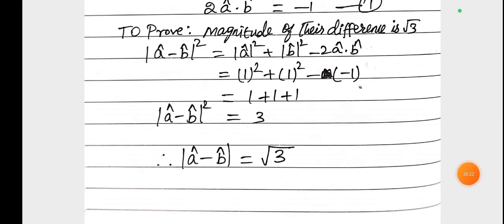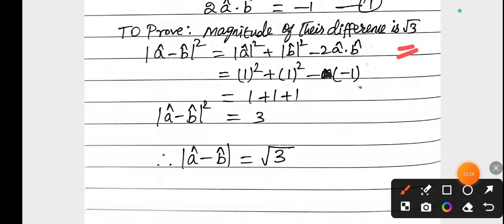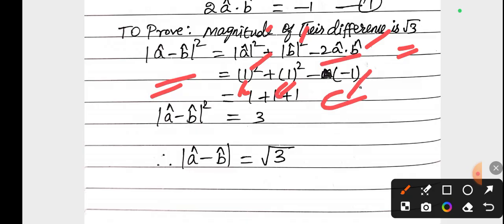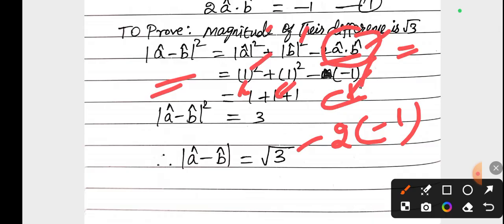To prove the magnitude of the difference is root 3: magnitude of A minus B whole square is magnitude of A square plus magnitude of B square minus 2 into A vector dot B vector. 1 square is 1, again 1 square is 1, and minus of minus 1... here we should not write minus 2 into minus 1, because A dot B is already minus 1, so you have to write minus 2 into A cap dot B cap, which is minus 1. So be careful. So 1 plus 1 plus 1 is 3.